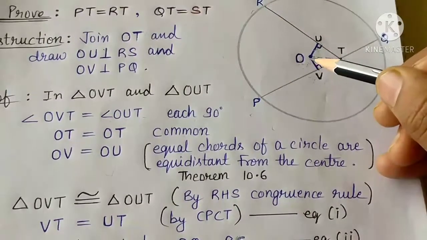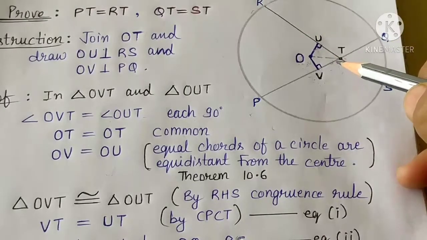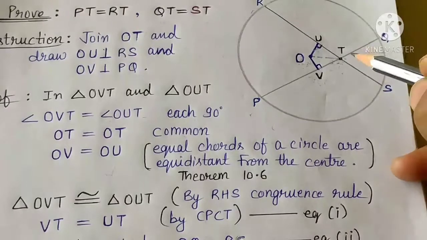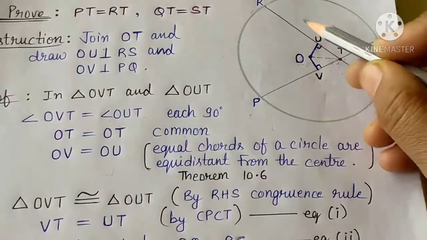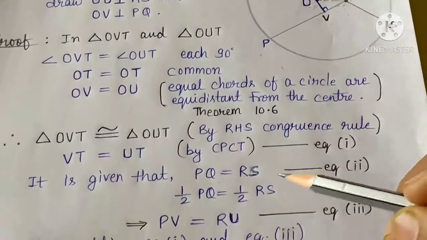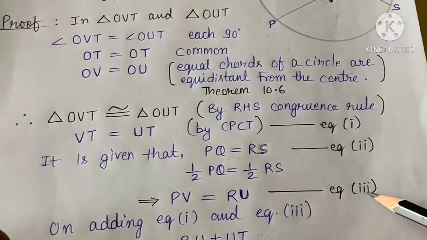RU. Because this line is what? Perpendicular which bisects the chord. It is also a theorem: a perpendicular line which comes from the center on the chord bisects the chord. Therefore, U is the midpoint of RS. Therefore, RU is half of RS. So PV equals RU from this. So we can say this is our third equation.